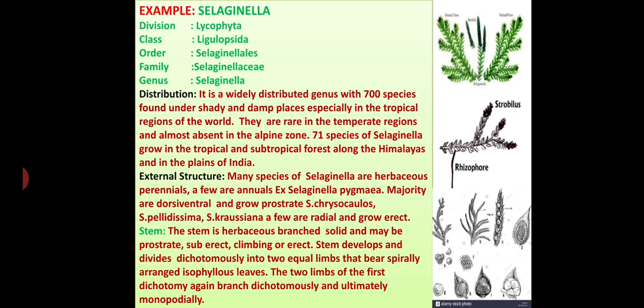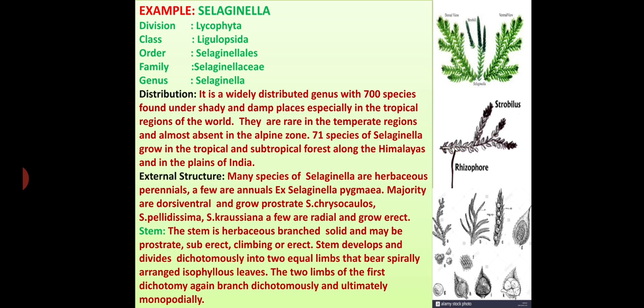Then we discuss the external structure of Selaginella. Many species of Selaginella are herbaceous, perennial, few are annuals. Selaginella pygmaea. The majority are dorsiventral and grow prostrate. The best examples are Selaginella chrysocaulos, Selaginella pallidissima and Selaginella kraussiana. A few are radial and grow erect.